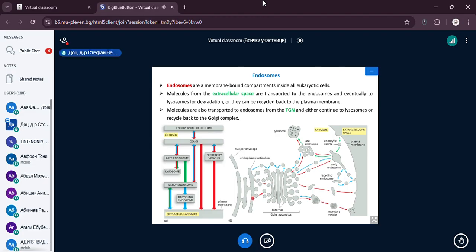Okay, let's continue now with the so-called endosomes. Let me explain briefly what you see here. Okay, there is a question about O-linked glycosylation. Okay, let's move to this slide here.